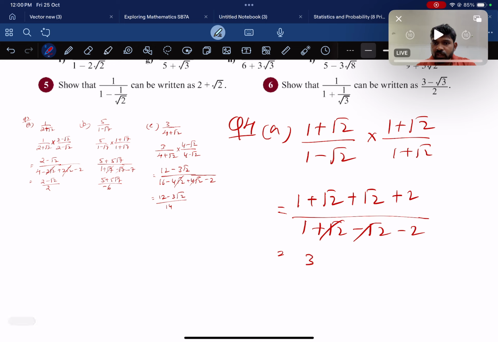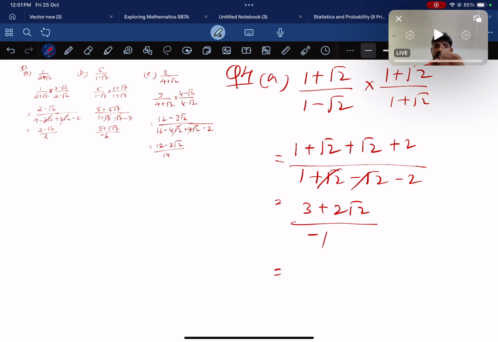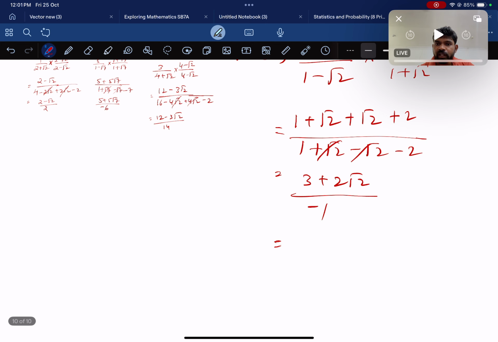So 1 plus 2 is 3, 3 plus 2 root 2 divided by minus 1. Here you should note that this is actually 1 root 2 and this is actually 1 root 2. So 1 root 2 plus 1 root 2 is actually 2 root 2. That you can check in exercise number 3, where we added the surds and how we got the answer related to that. And we can write this as a final answer, but don't write the denominator as a negative. Rather put that negative sign as a positive and do it this way. So change the negative sign that is in the denominator to positive. Okay.